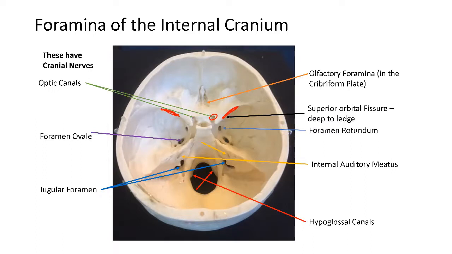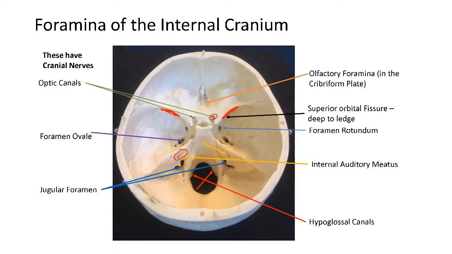Coming posterior to that, we have the foramen rotundum. Foramen rotundum means the round hole. And we have the foramen ovale, which means the oval hole. Then in the petrous portion, we have the internal auditory meatus. That's these little holes. It doesn't actually go all the way through. The external auditory meatus ends at the eardrum. And then you have the middle ear space, and then you have the internal ear. The internal auditory meatus carries nerves to the internal ear and stops.